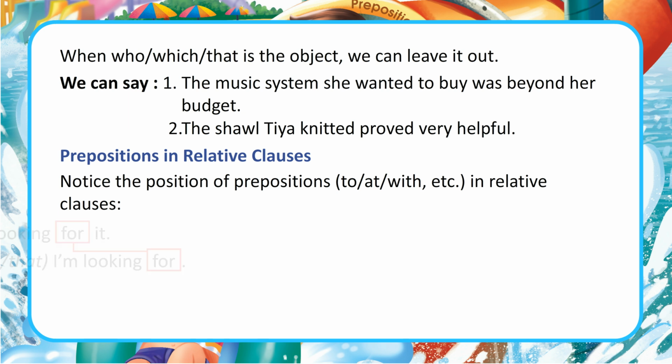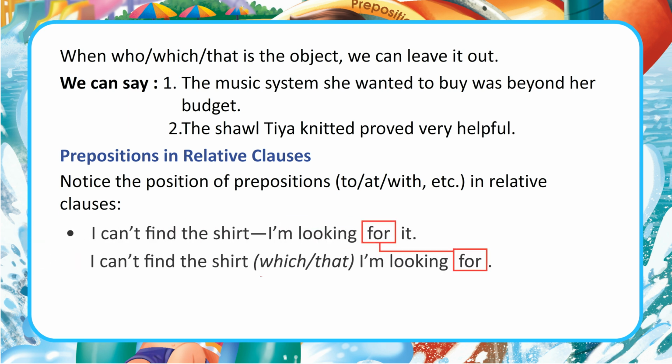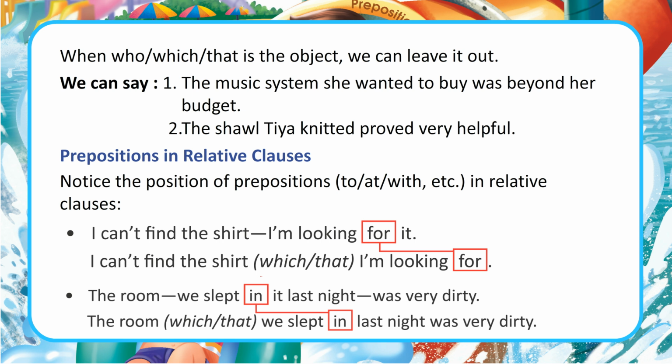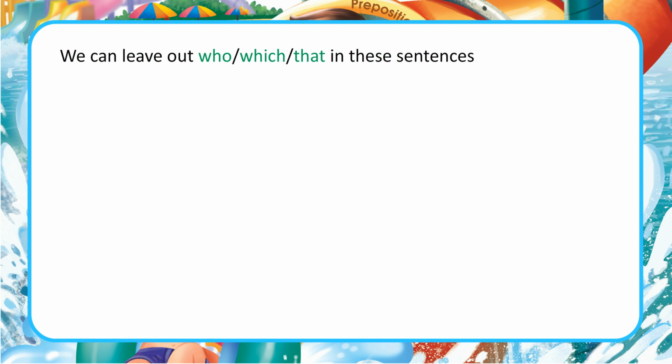In relative clauses: I can't find the shirt, I'm looking for it. I can't find the shirt which/that I'm looking for. The room, we slept in it last night, was very dirty. The room which/that we slept in last night was very dirty. We can leave out who/which/that in these sentences.